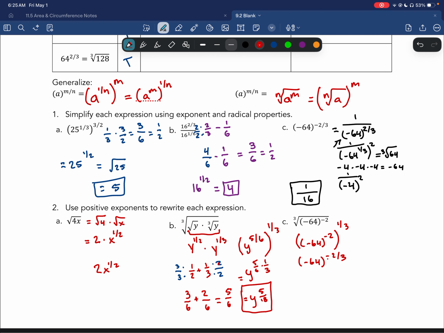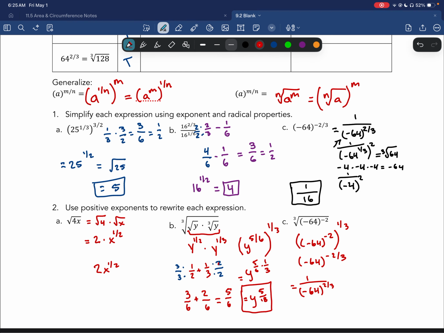Now let's get rid of our negative because we don't like negative exponents, right? So to get rid of that negative, it's going to become 1/-64 to the power of 2/3. Okay, now it's positive.